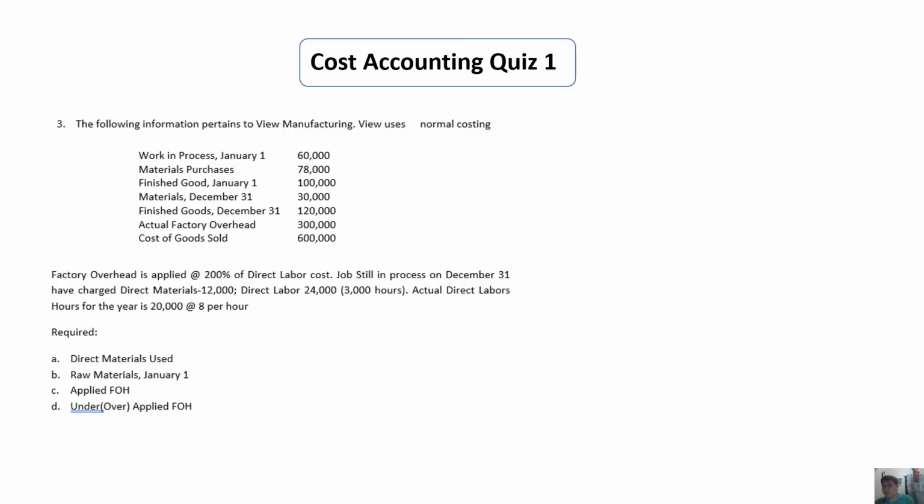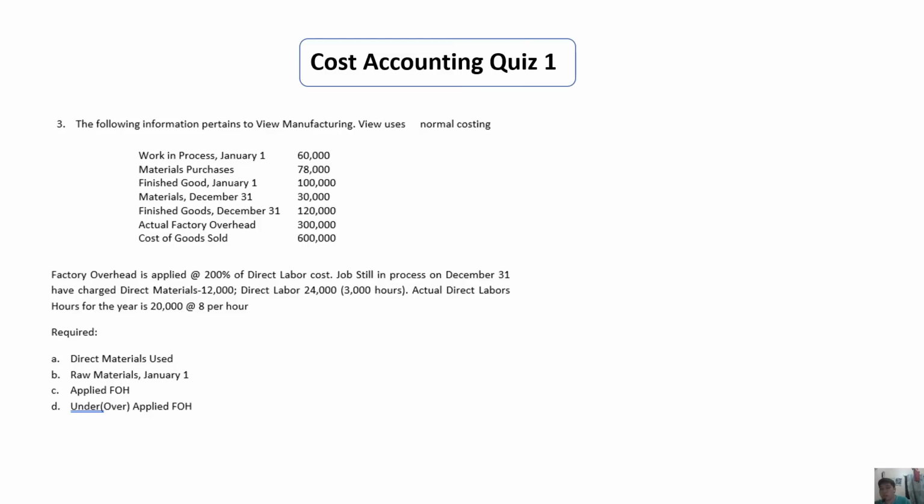Okay, let's proceed to problem number 3, another computation. The requirements in problem number 3 are to determine the direct materials used, the raw materials beginning, which is January 1, then the applied factory overhead, and if there is any, also compute the under or over applied factory overhead.